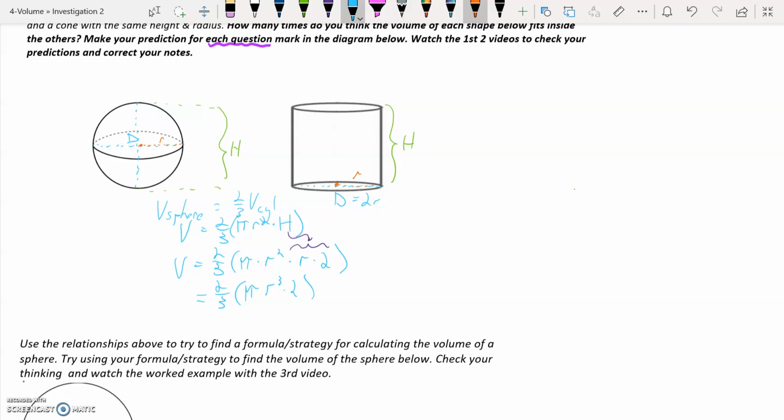And the last part we're going to do is actually combining factors. If I do 2/3 times 2, I can simplify this piece right here. So the final part, simplify this, 2/3 times 2 would be 4/3. And that is times pi times r cubed. So there is our formula right here.